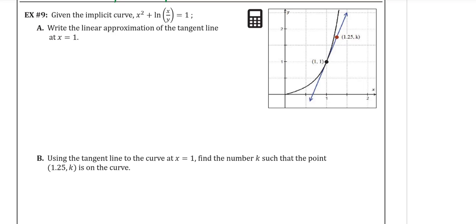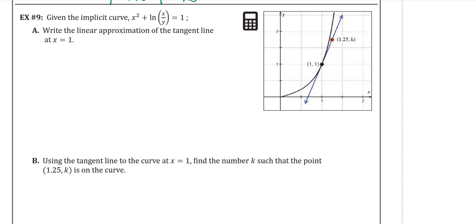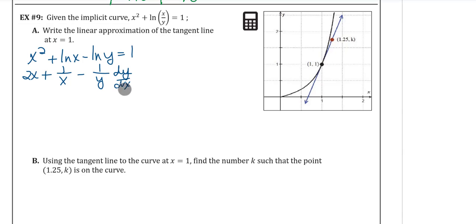So let's make this implicit derivative a little easier. Let's rewrite our function. We're going to have x squared plus ln of x minus ln of y equals 1. So we'll just use our log properties. That way we don't have any quotient rule or anything like that. So taking the derivative, we get 2x plus 1 over x minus 1 over y dy dx. There's our only implicit derivative there. It's going to equal 0.